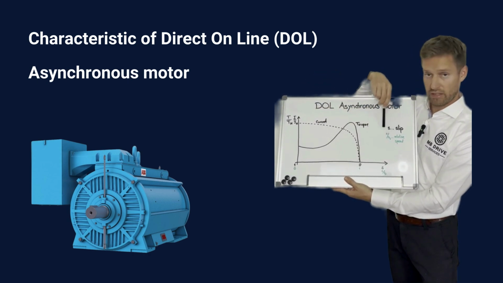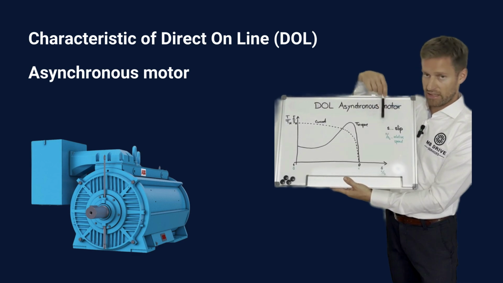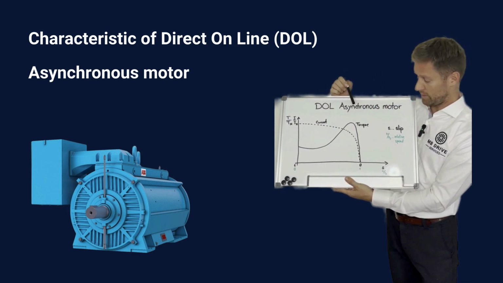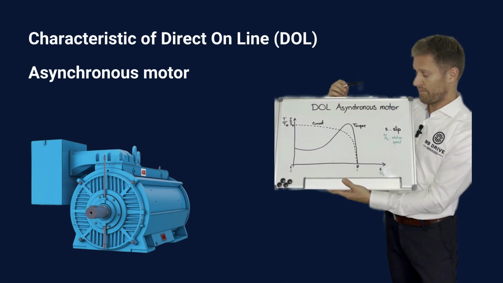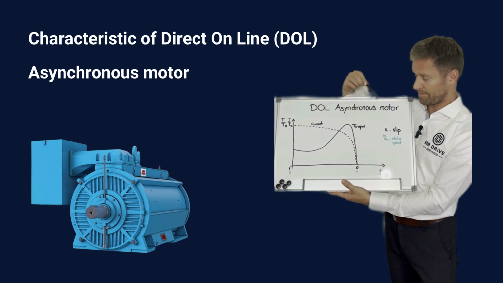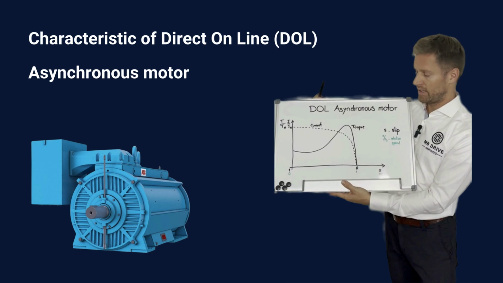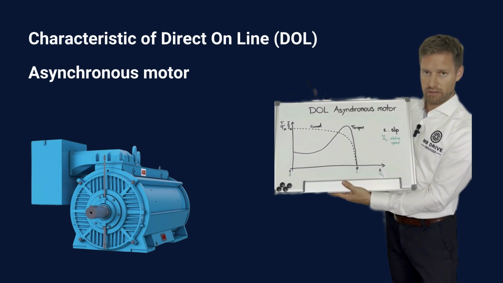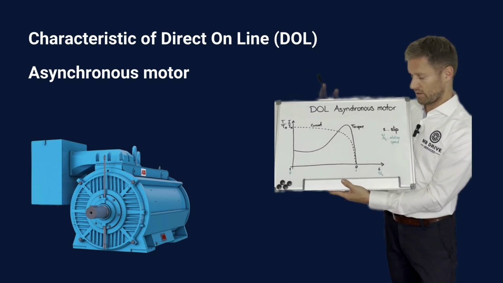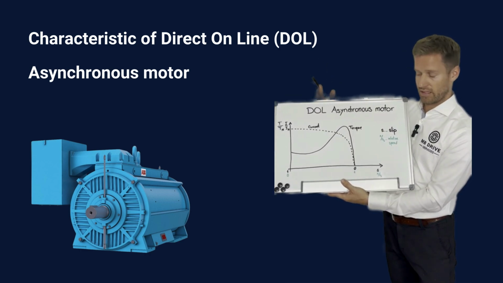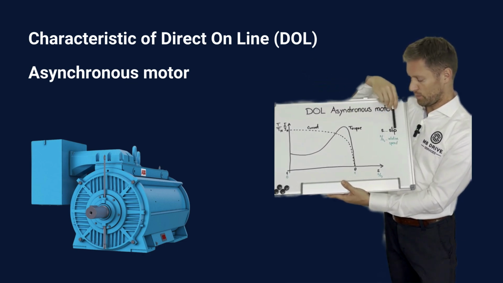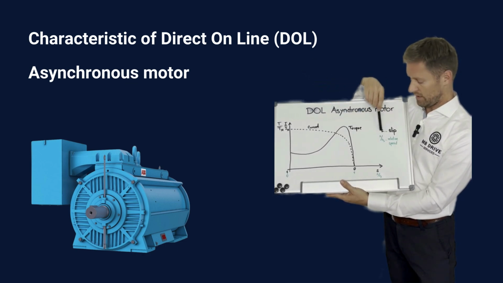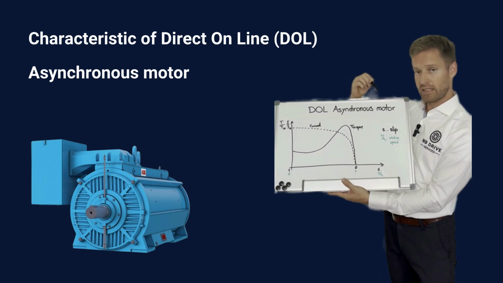I'm actually using the relative speed, n over ns. This is how it's typically shown in the figures. The advantage is that this is generally valid for the relative speed. If I would use the speed in RPM, then it would be a little bit different for each motor, depending on the nominal speed of the motor, on the design, on the number of poles. So it's more general and easier to use the relative speed.